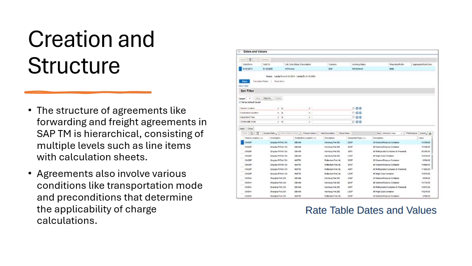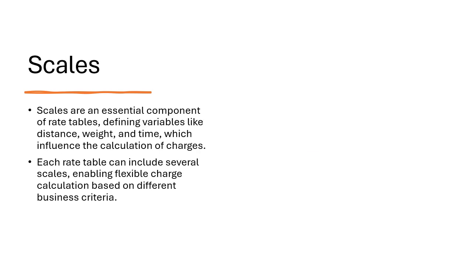So this actually highlights the process of maintaining rates and applying them to charge calculation. And next is the scale. Scales in the rate table define the dimension by which charges are calculated, such as weight, distance, and time. These are very important for structuring rate tables and ensuring the correct calculation of charges based on predefined criteria.